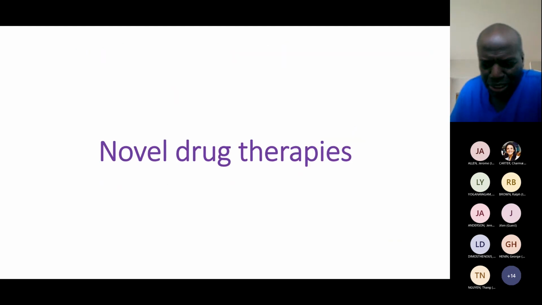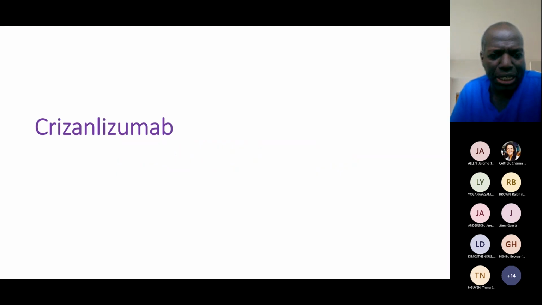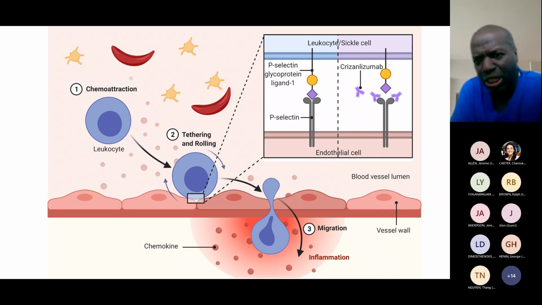So this is really where we get into the meat of the presentation, the novel therapies in sickle cell and thalassemia. So crizanlizumab is the first drug. It's a monoclonal antibody which targets an adhesion protein called P-selectin. Now, in sickle cell disease, that adhesion protein is prominent and gives rise to the interaction of the vascular endothelium with the sickle cell, but it also impacts on the interaction with platelets and neutrophils as well.